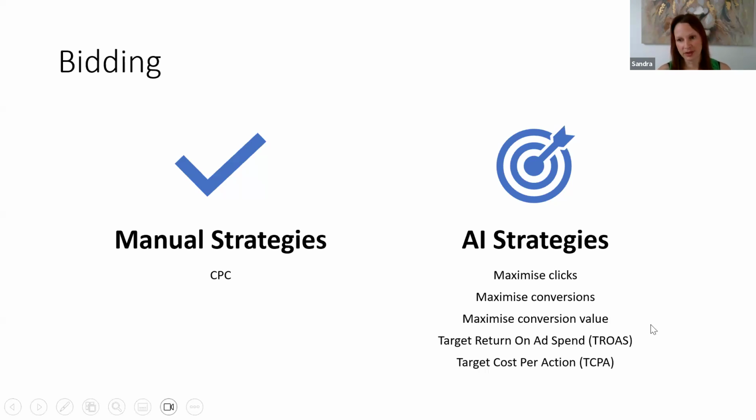Maximize conversion value and target return on ad spend. Those are for e-commerce businesses mainly, which I don't think we've got anybody here on, so I won't dwell on that too much today. Target cost per action is your ultimate goal, where you want to end up. This is the strategy which is scalable. The screenshots that I showed you earlier of the actual accounts, those are on target cost per action, also called target cost per conversion.